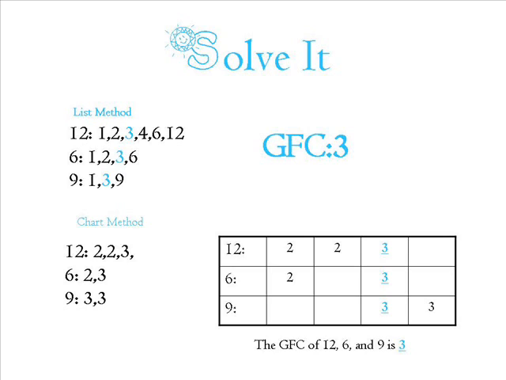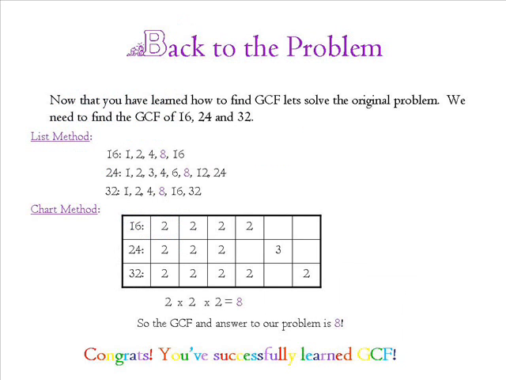Chart method. The prime factors of 12 are 2, 2, and 3. The prime factors of 6 are 2 and 3. The prime factors of 9 are 3 and 3. If you put the prime factors in a chart, you will find that the greatest common factor of 12, 6, and 9 is 3.